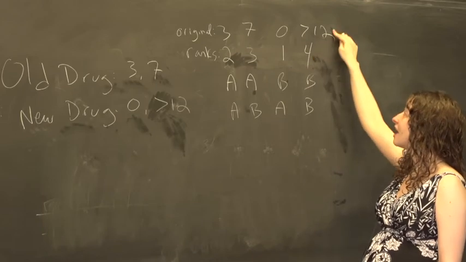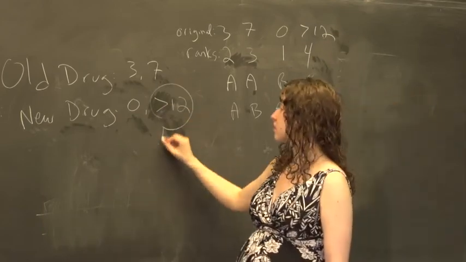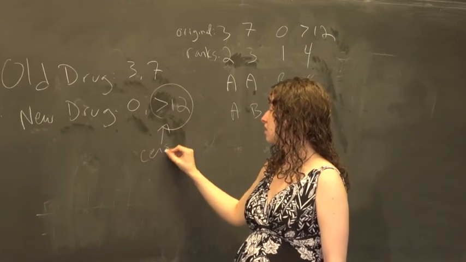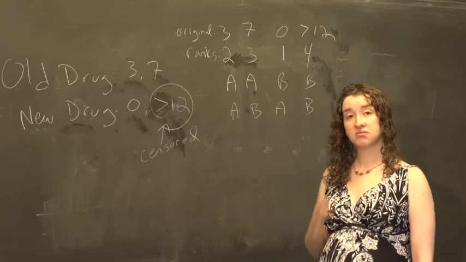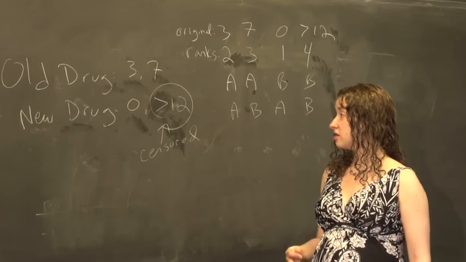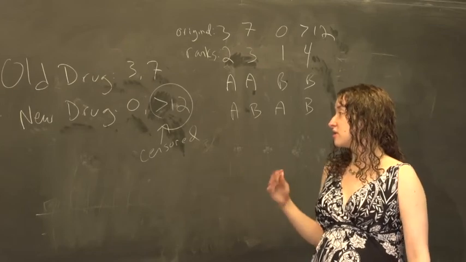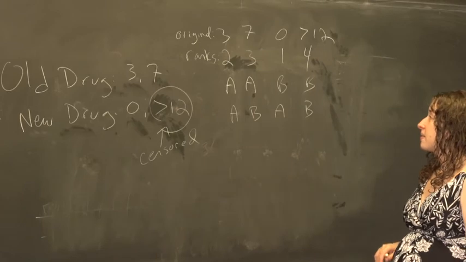Whereas here, I'm stuck because this is a censored value. Meaning that after 12 months, I stopped collecting data. Anything that was not fully implemented or fully realized by that point is censored. It's at least 12. Okay.